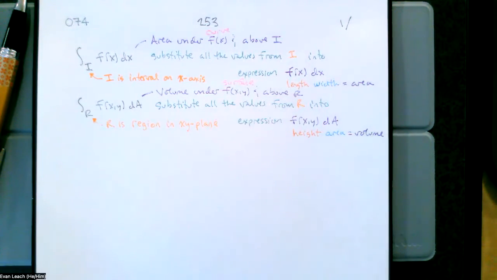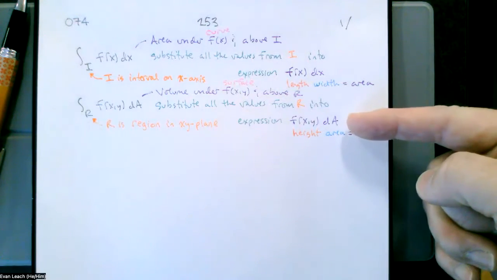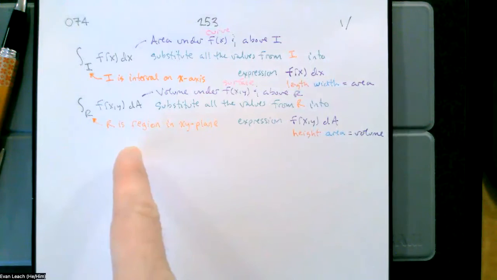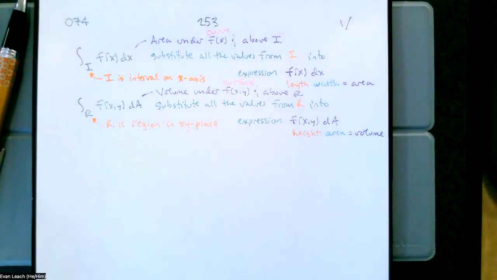That expression f of x y times dA represents a volume because f of x y is the height. That's our continuously variable height that we're going to flatten out over some small square in the xy plane. So I'm going to call that dA. So I'm taking a height, multiplying it by an area, and that will produce a volume. So we just find all these little chunks of volume for every point in the region and add them up. We're doing the same thing that we did finding the area under a curve.